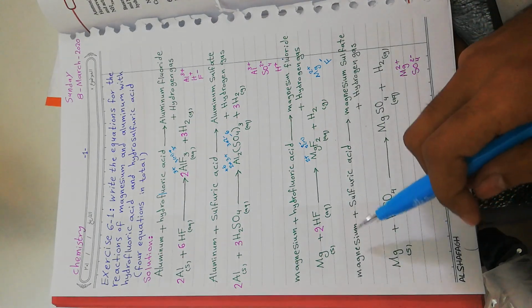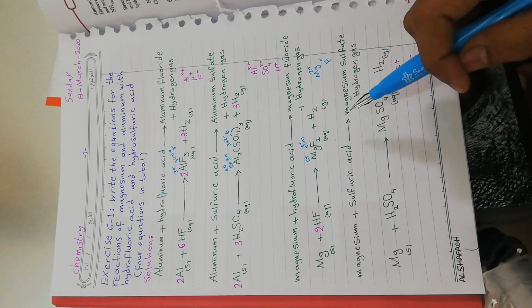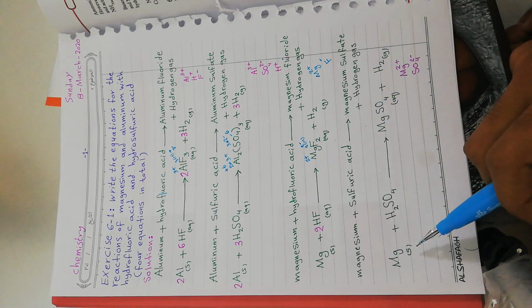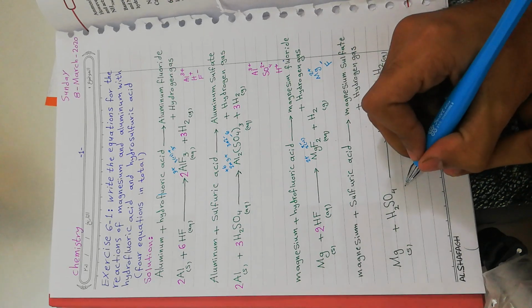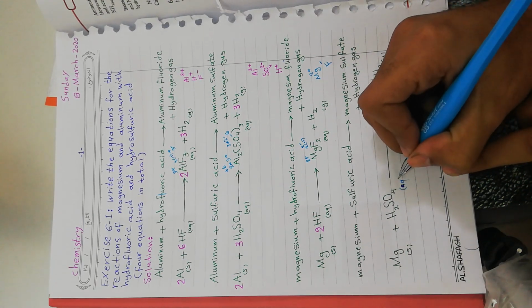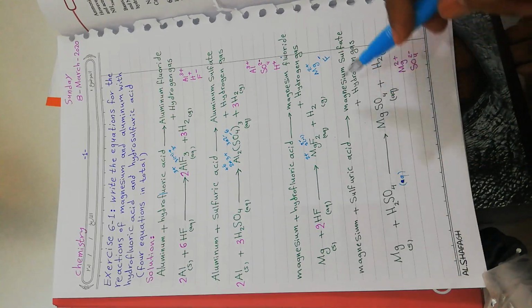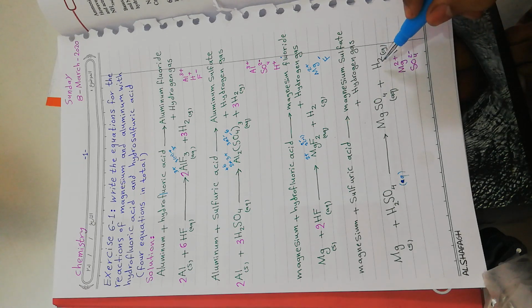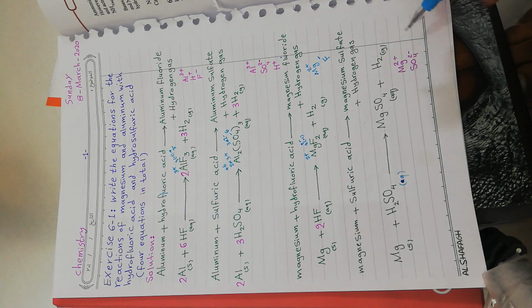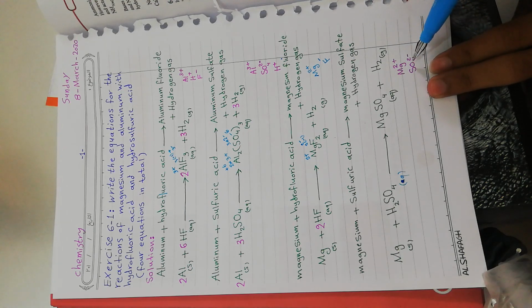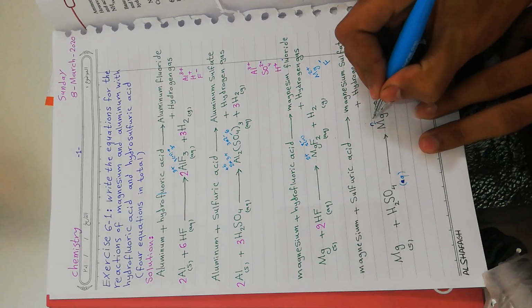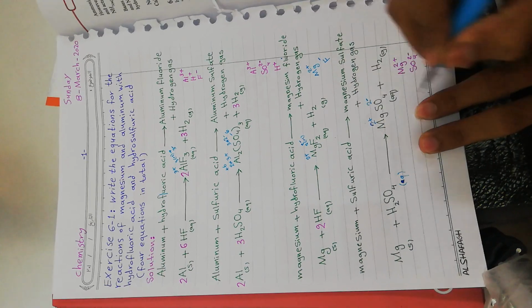And finally, magnesium, when reacted with sulfuric acid, will give us magnesium sulfate plus hydrogen gas. Magnesium is solid state, and H2SO4 in the aqueous state. Magnesium sulfate is MgSO4 in aqueous state plus hydrogen gas is H2 gas. What is the oxidation state of Mg? Magnesium is 2+, and the oxidation state of sulfate ion is 2-. So the total charge is 0.